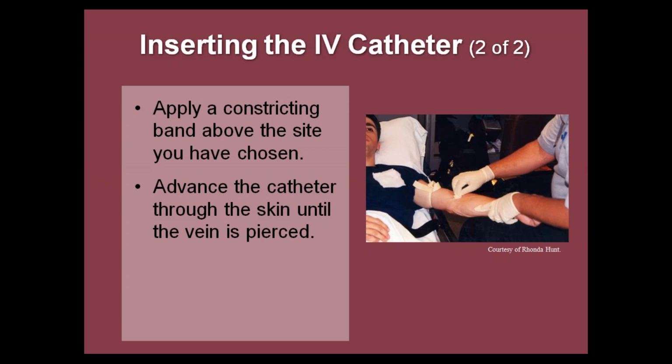Other things that you can use instead of the constricting band, and we use them. We had Justin Green use one yesterday. It was a blood pressure cuff. One person might already have the blood pressure cuff on one side because you've been doing a good patient assessment. So use the blood pressure cuff as a constricting band instead of just a regular tourniquet.